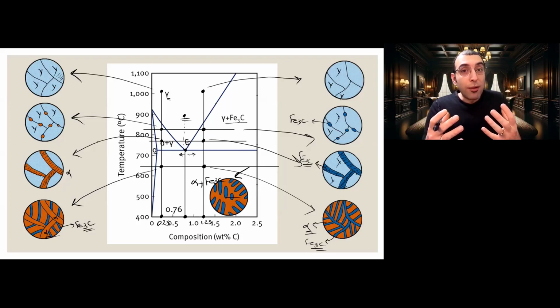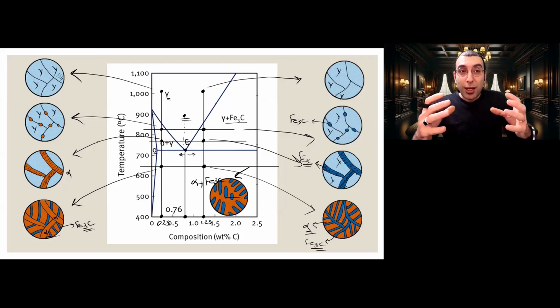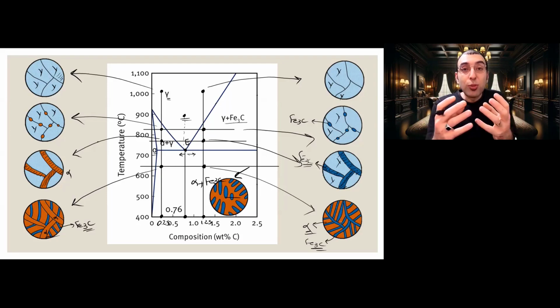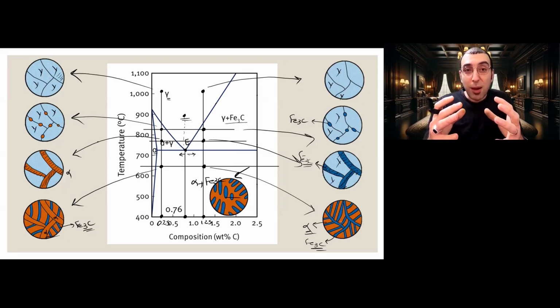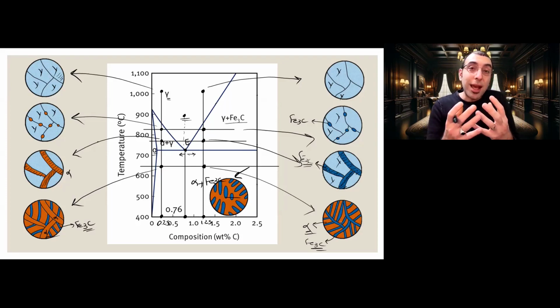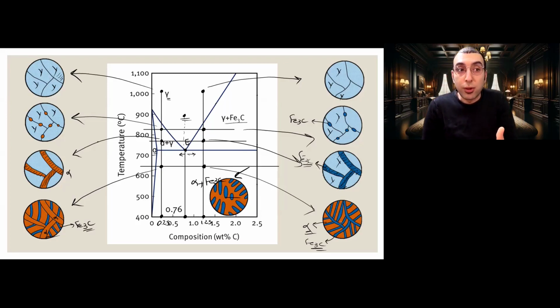So when you have ferrite as your continuous phase, your material is much more ductile and formable and malleable, because you have a soft material as your matrix, as your continuous phase. But for a hypereutectoid alloy, because you have cementite, a ceramic-like material, as your continuous phase, as your matrix, that brittle behavior determines the general behavior of your material.